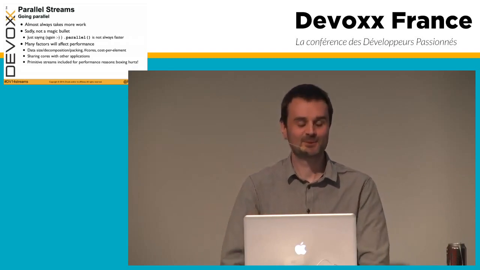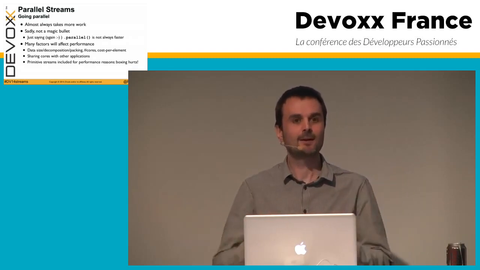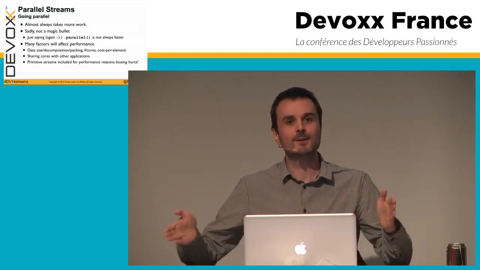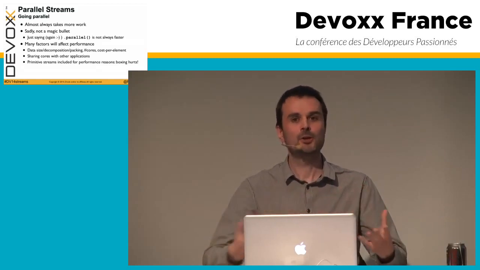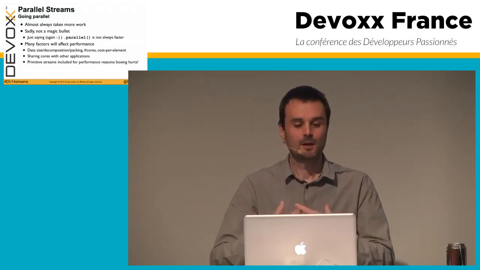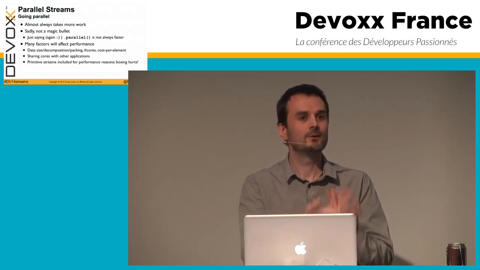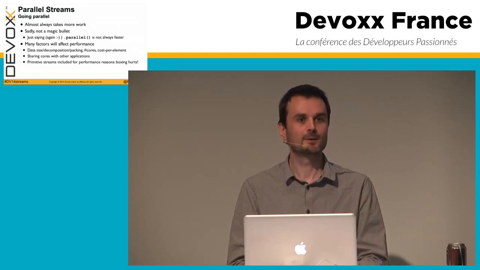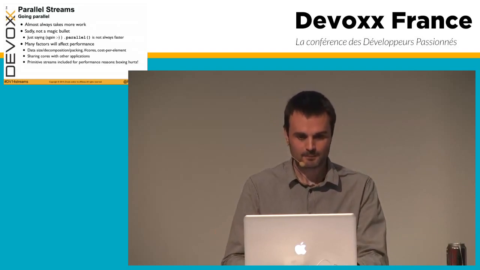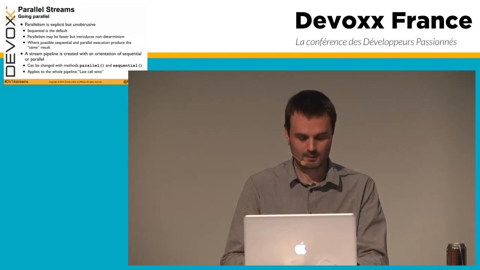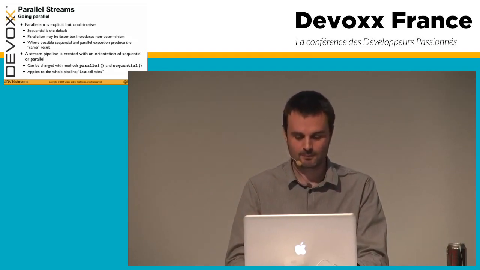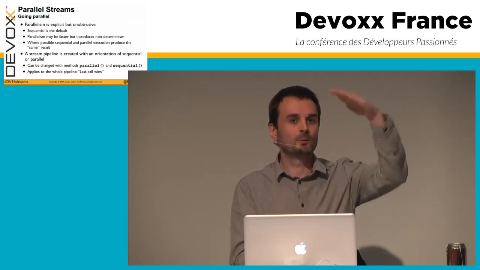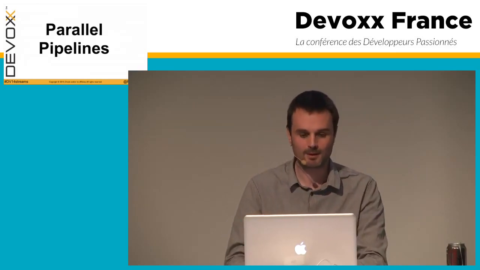And there are many factors which will affect performance. The size of your data, how things split up. I showed you ArrayList splits up nicely, whereas a HashSet not so nicely, an iterator not so nice at all. Are you sharing cores with other applications? If you can use primitive streams, use those over boxed things because boxing hurts. I will get to that later. We've made it explicit and unobtrusive. It's very simple. Sequential is the default. If you want to go parallel, you say parallel on your stream. And the whole pipeline is parallel, not what was before it or what's after, as it affects the whole pipeline.